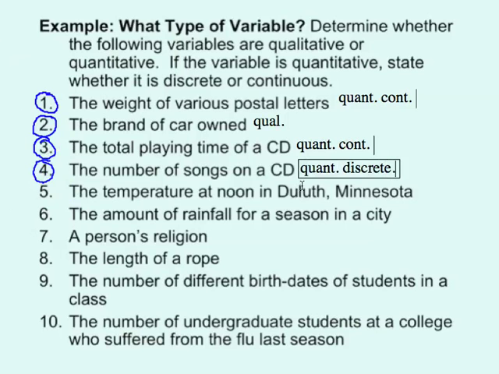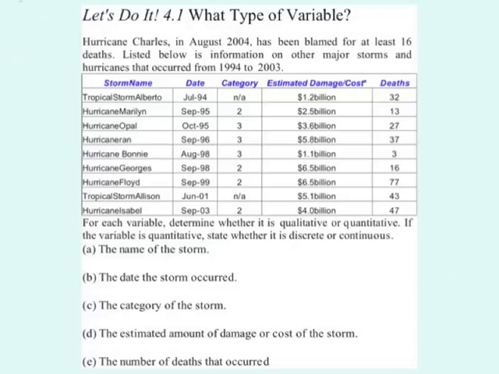All right, enough of this for now. Let's go do the actual LDI, and we'll get some more practice working with this material there, okay? All right, so this is LDI 4.1, what type of variable? So Hurricane Charley in August 2004 was blamed, or has been blamed, for at least 16 deaths. Listed below is information on other major storms and hurricanes that occurred from 1994 to 2003. Of course, Katrina's not here because that happened after this. So for each of the variables, determine whether it is qualitative or quantitative. If the variable is quantitative, state whether it's discrete or continuous.